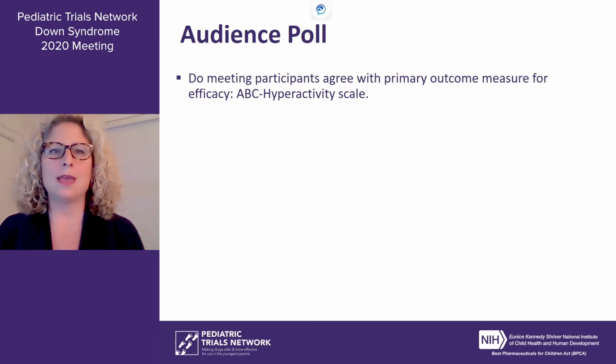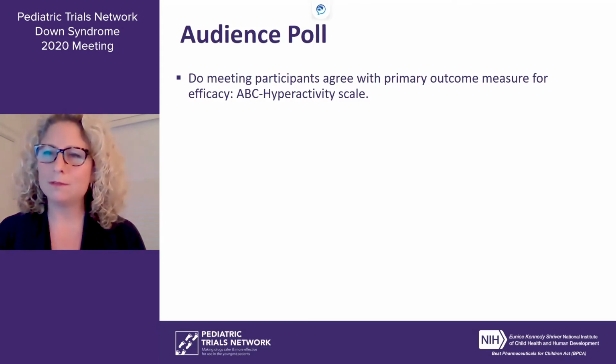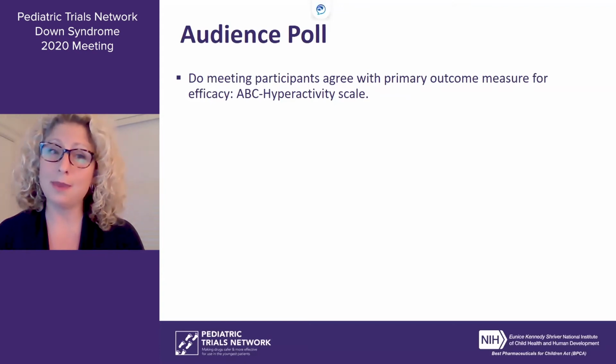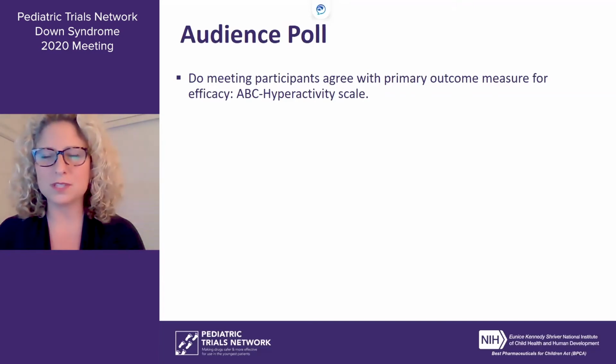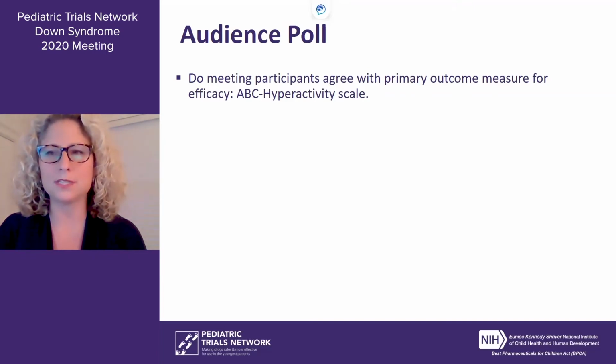Okay, last one. Do you agree with us utilizing the primary outcome measure for efficacy as the ABC hyperactivity scale? Now, you may or may not know the answer to this. You can just say yes if I convinced you or no if I didn't, and it's okay. We can talk about it at the end when we have some discussion time. But I just wanted to gauge where people were at with some of these questions.